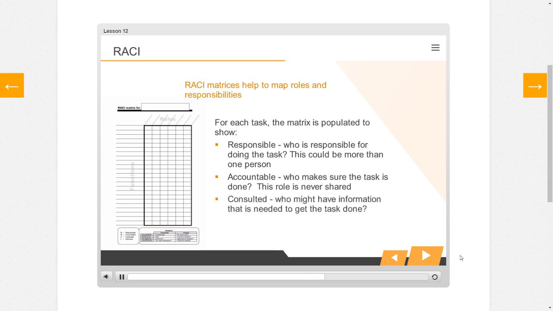Consulted. Who might have information that is needed to get the task done? Informed. Who needs information about the task? We'll add an example of a RACI matrix to your study guide, but why not spend some time creating one of your own?